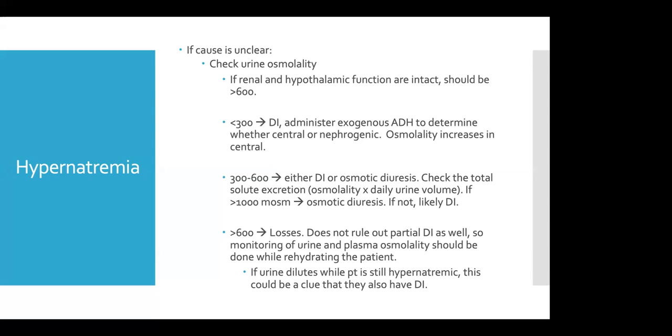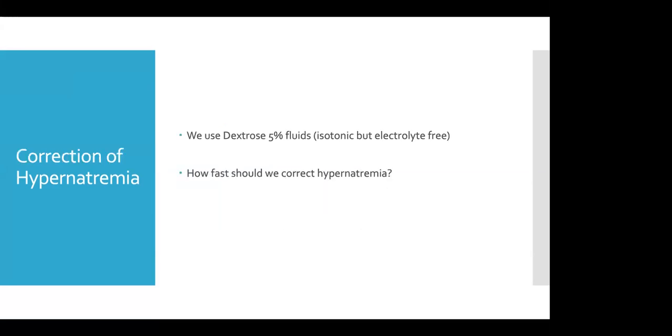One important thing, even if it's very dilute, it's good to monitor the urine and plasma osmolality while you're replacing water, because if the urine dilutes but they're still hypernatremic, then there may be a secondary thing going on. So correction, we generally use D5 fluids, either IV, or often we're replacing free water with tube feeds, or obviously if the patient can drink, you can replace with oral fluid as well.